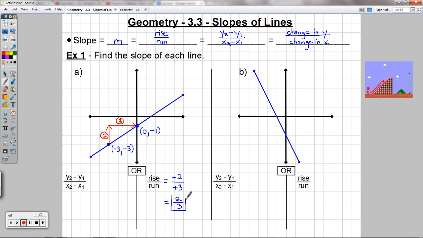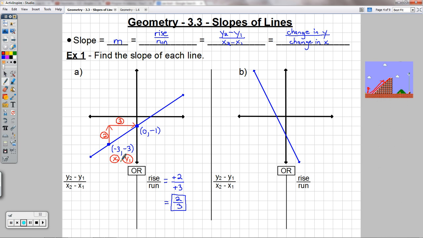Now if the line is graphed, I think this is the easiest way to calculate slope, just thinking about rise over run. If you don't have it graphed, then I think, depending on whether or not you have graph paper available or if you want to graph it, then I think sometimes this is easier. This one is graphed, so I think this one is easier. However, we could do this way as well. So I like to label my coordinates.